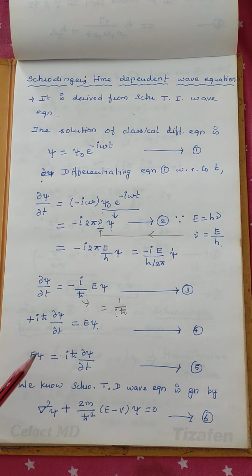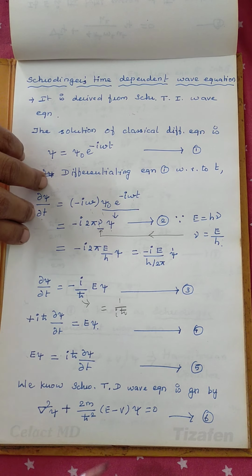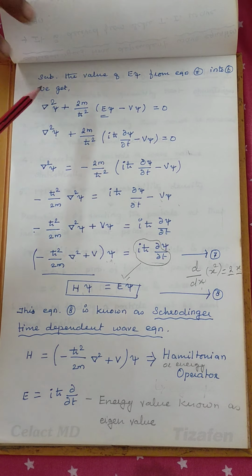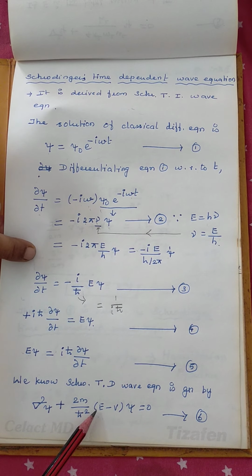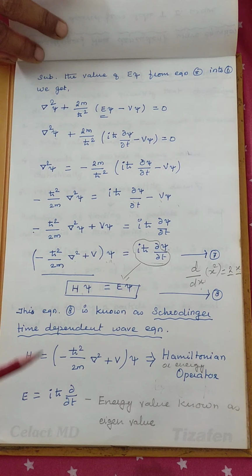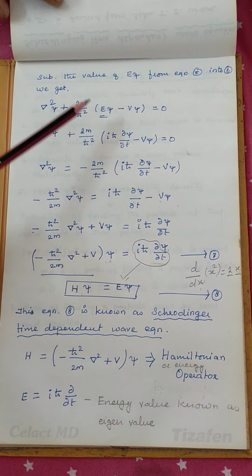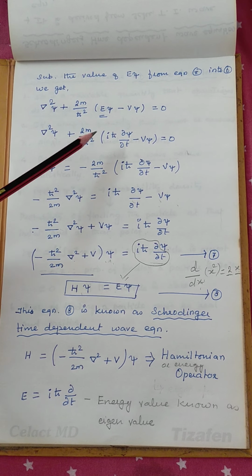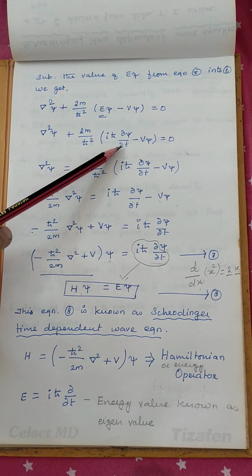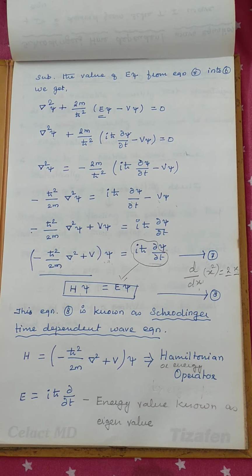So for our convenience, we will write E psi is equal to this quantity. Then the term E, we derived an expression like this. We know the time independent Schrodinger wave equation, that is del square psi plus 2m by h cross square into E minus v into psi is equal to 0. Here we derived an expression for E, and psi can be multiplied inside in this term. So this is an expression for it. After which, instead of E, we are substituting the expression as i h cross into dou psi by dou t minus v into psi is equal to 0.